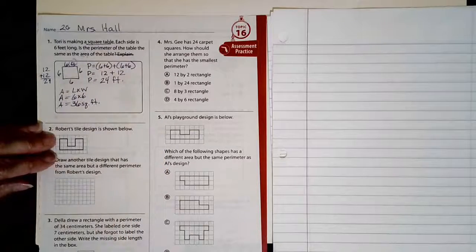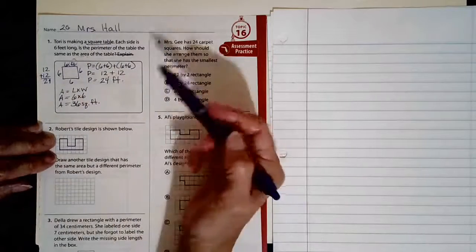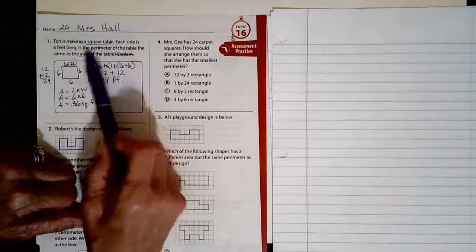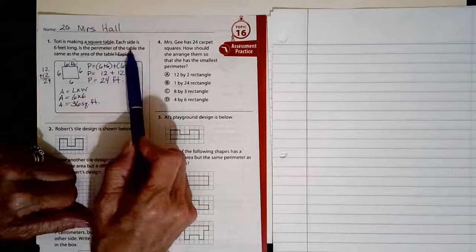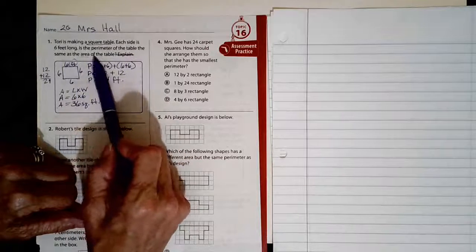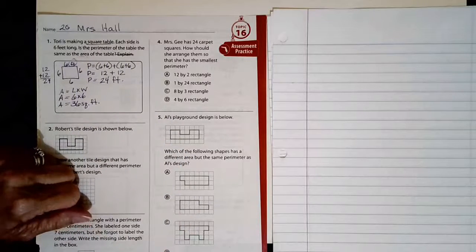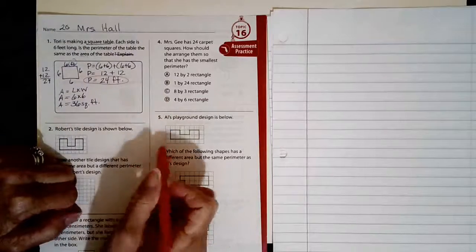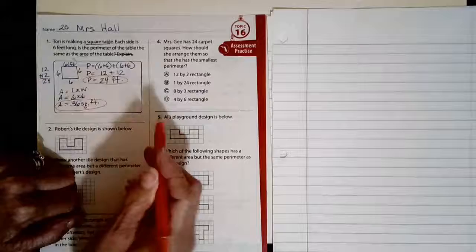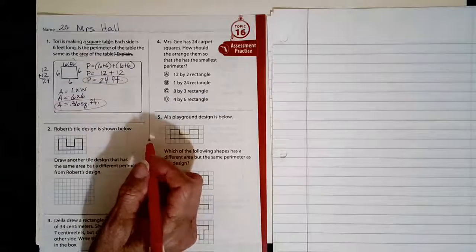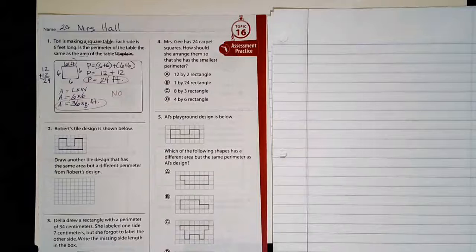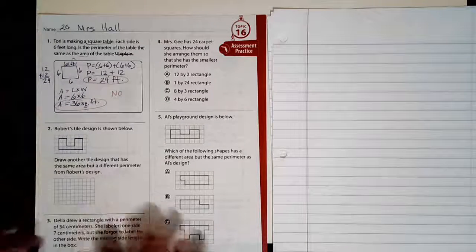So we've solved for our perimeter and area. Let's look at what the question is actually asking. It says, is the perimeter of the table the same as the area of the table? So let's compare. We have a perimeter of 24 and an area of 36. Are they the same? No, they are not the same. Now let's look at number 2.